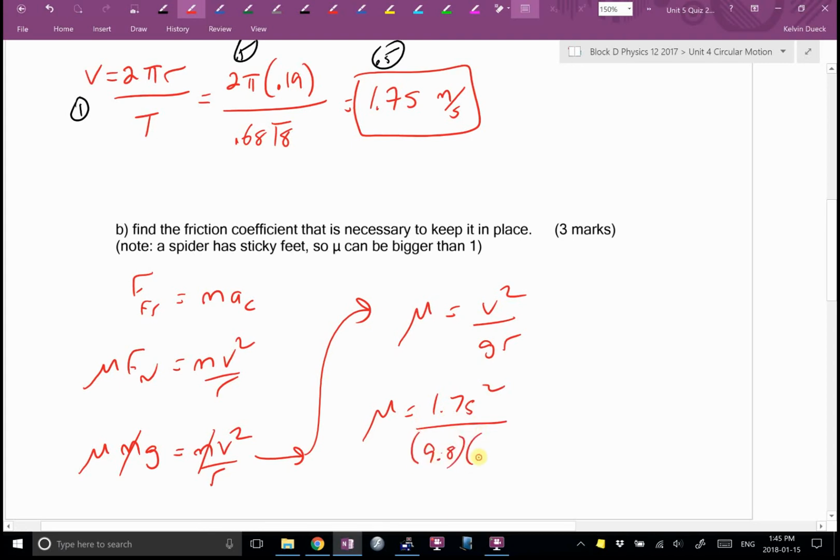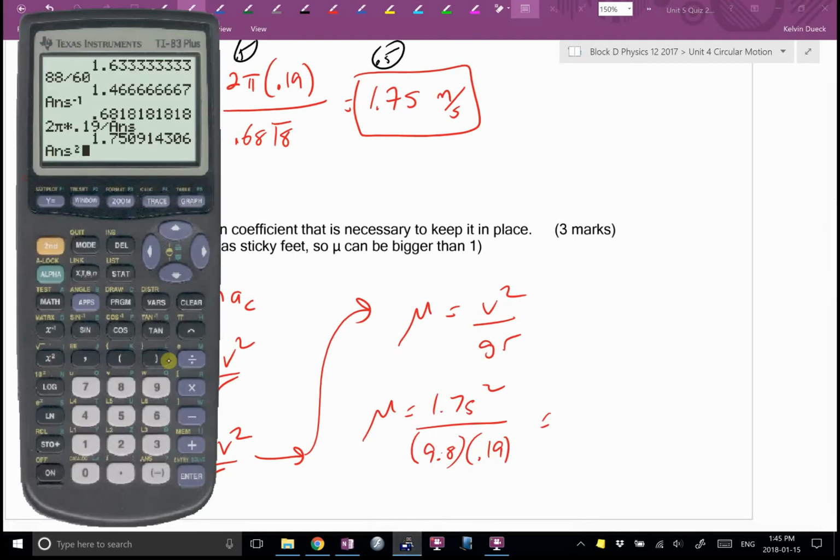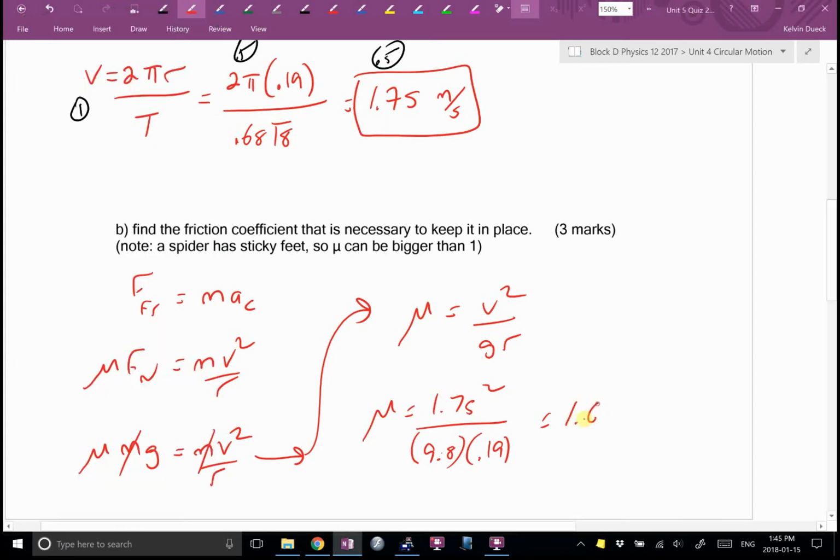times 0.19. This number squared divided by 9.8 times 0.19. You get 1.65 if I round off properly? Yeah, 1.65. Units? Nothing. And metric, can the coefficient of friction for a spider be bigger than 1? I'm pretty sure, yeah.